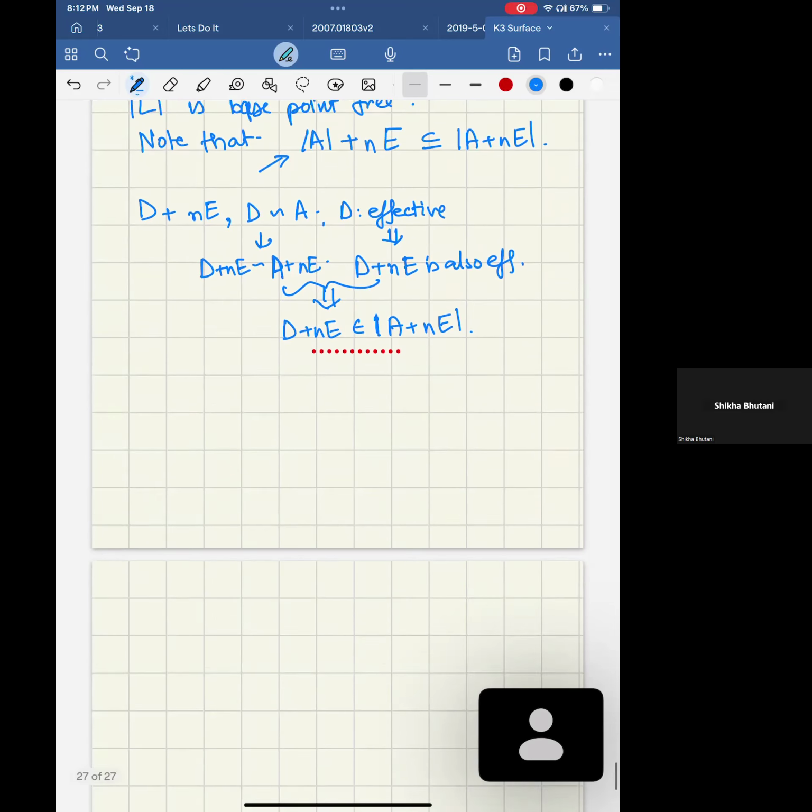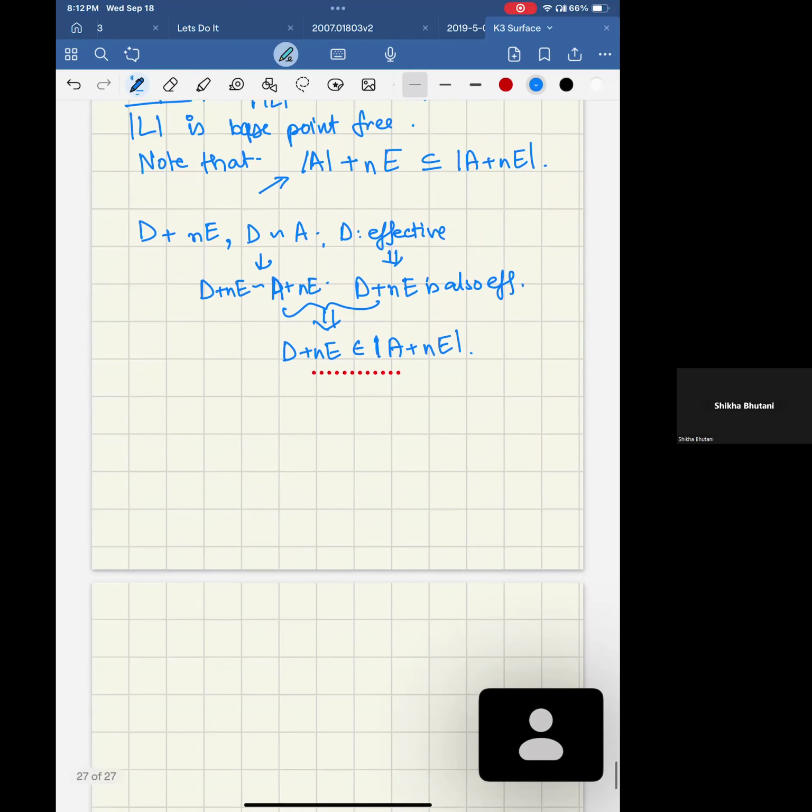Well, what does that say? So now A is ample, right? That means it is base, actually A is very ample. So that means A is base point free, BPF. So this implies, I should not write it.